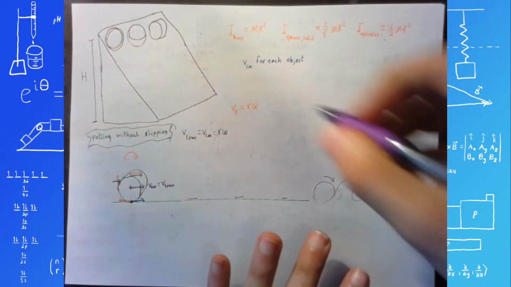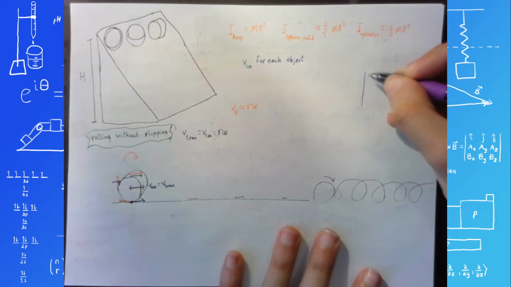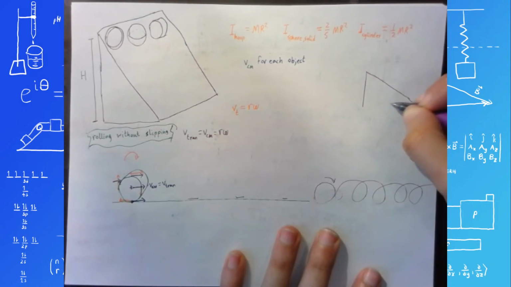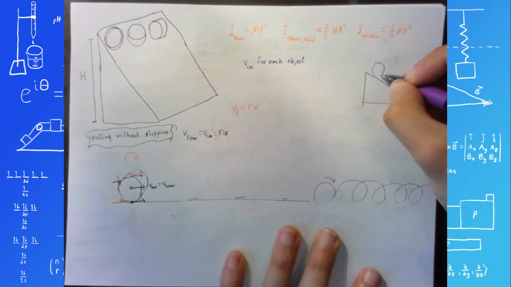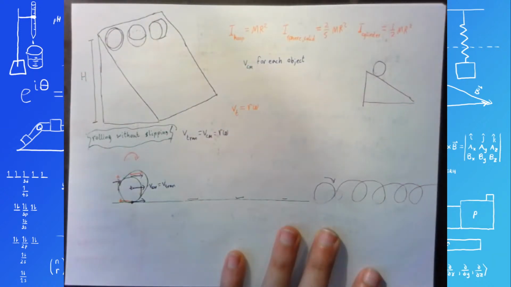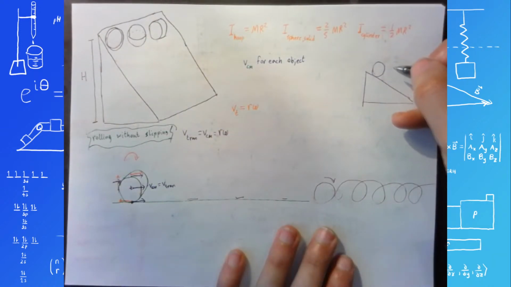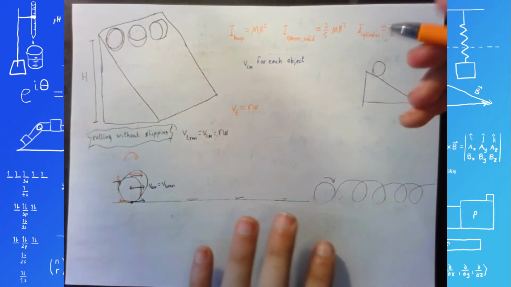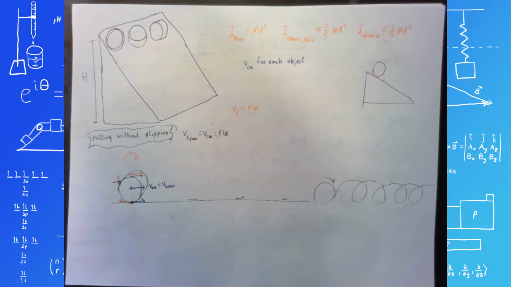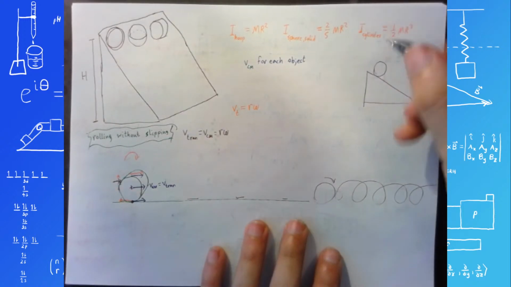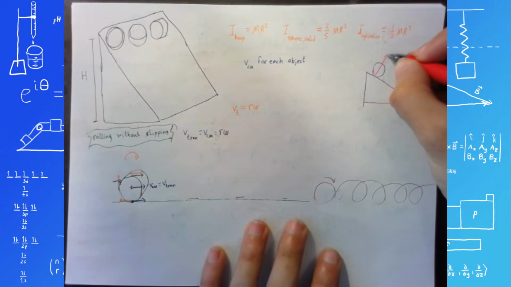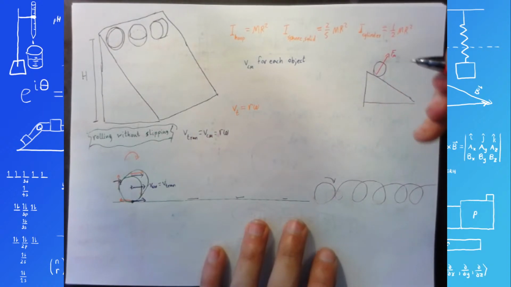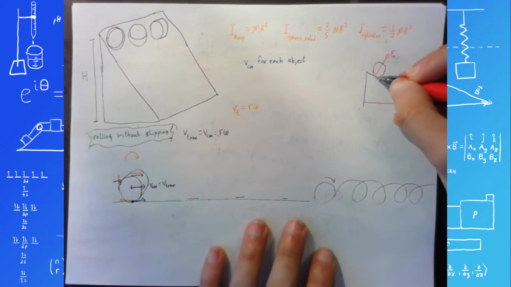So, if I draw a sideways view of any one of these objects, let's say this is the disk, for example. It could be any of the objects, but let's say we're looking at the disk sideways here. What does the force diagram look like? Well, I don't want to use orange for this, let's use red. I'm going to have a normal force. I'm going to have a force of gravity.